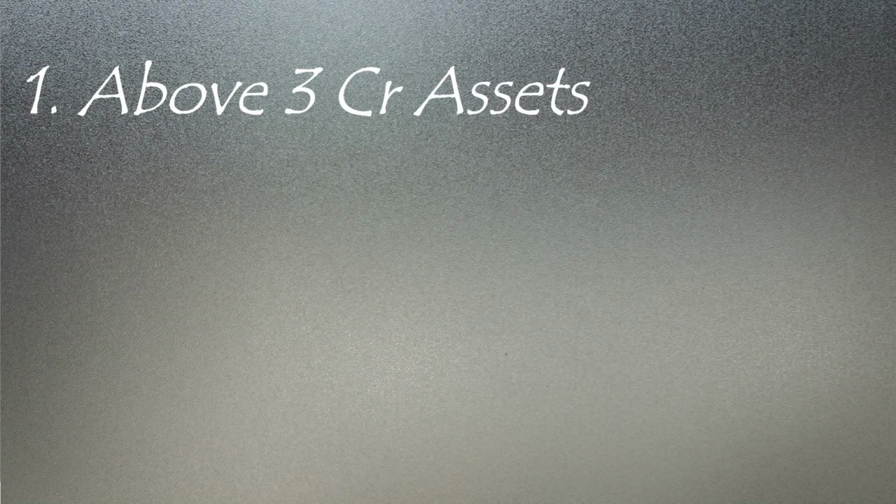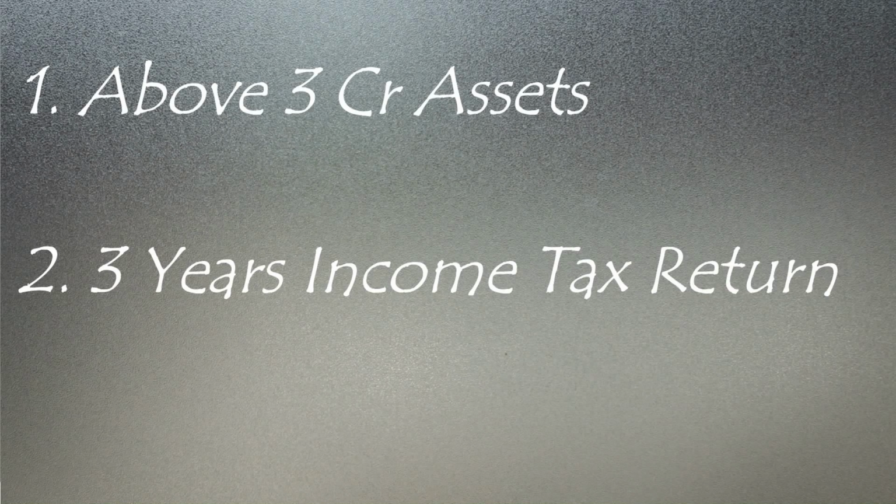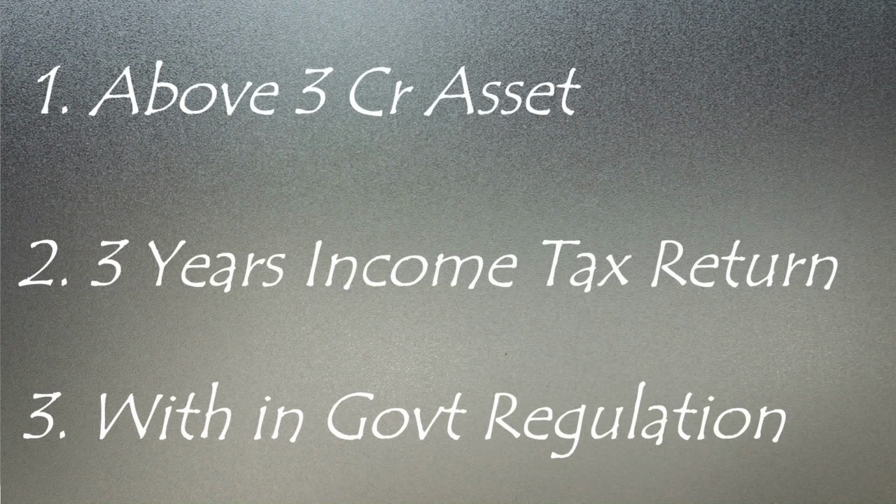We learn the basic 3 parameters in this video. The first parameter is the company should have a minimum of 3 crore of assets. The second parameter is the company should have filed IT returns without any losses. The third parameter is the company should not do any business directly or indirectly against the government laws.